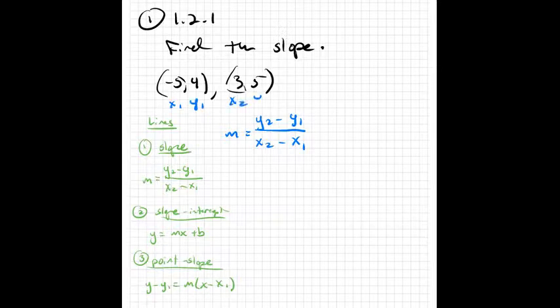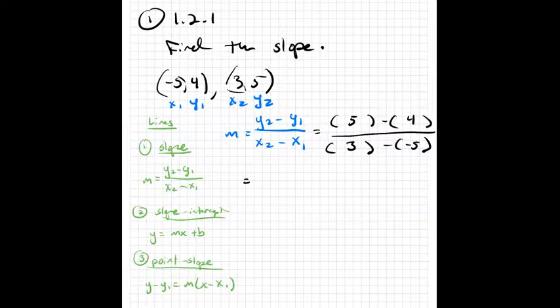So we're going to do our substitutions. My recommendation is whenever you're doing substitution, use a blank set of parentheses. Our y2 is 5. The blank parentheses help us to keep track of negatives. y1 is 4, x2 is 3, x1 is negative 5, right? So if we simplify, the top is a 1, the bottom is what, 8? So it looks like a positive 1 by 8, right? So that's our slope.